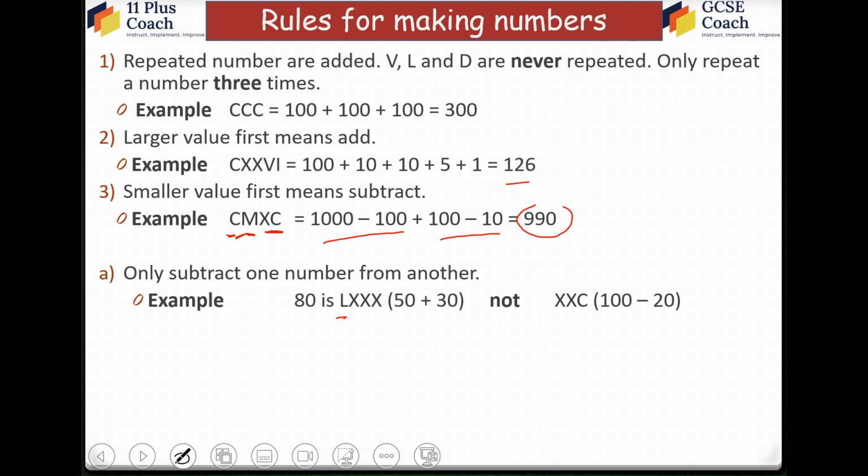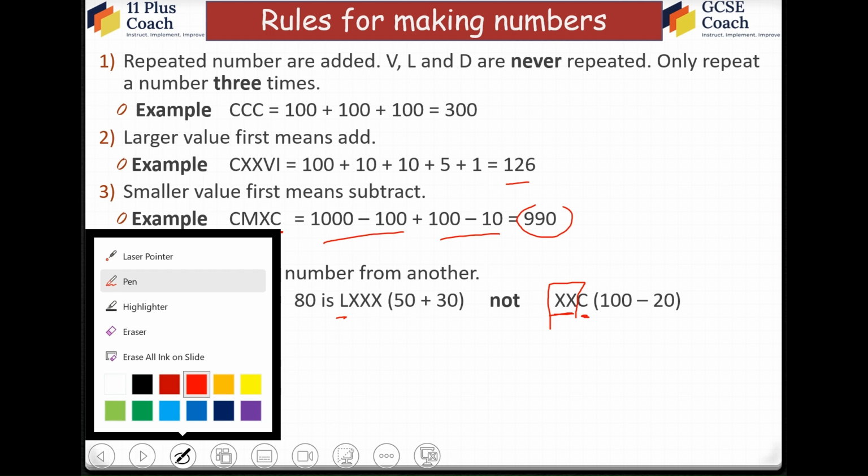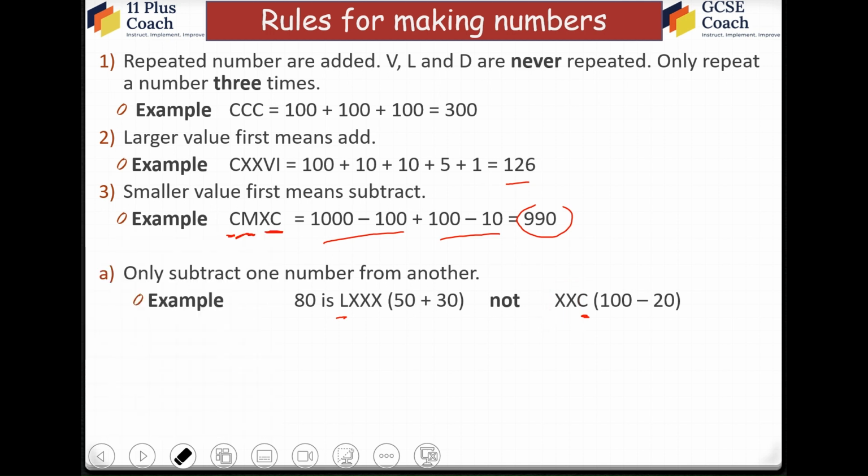However, what you can't do is something like this. You can't say, for example, let's say C is 100, so why don't I take 20 away from C to make 80? Because to take away 20, you have to get two X's together, and you can't take away two digits from a number in Roman numerals. That's the rule that you must follow. That's why this actual value will not be 80. Instead, it will be a wrong way of writing.